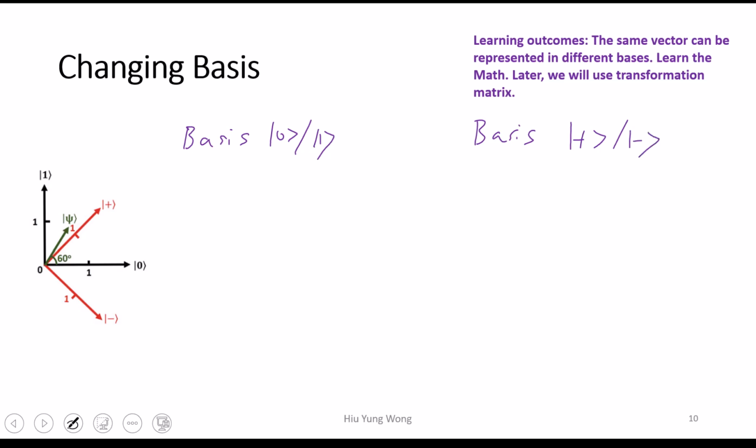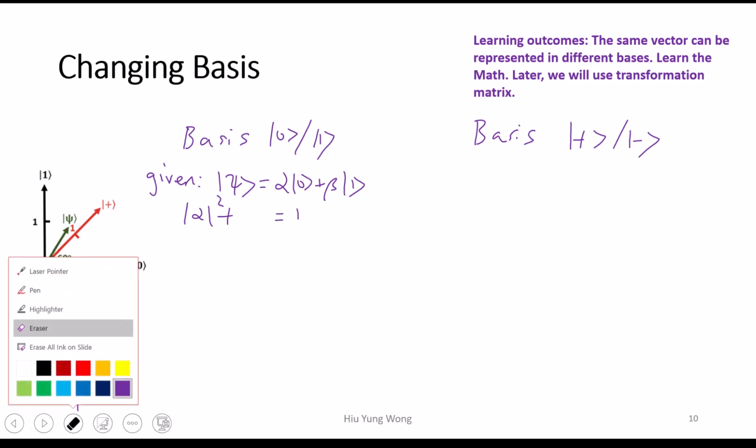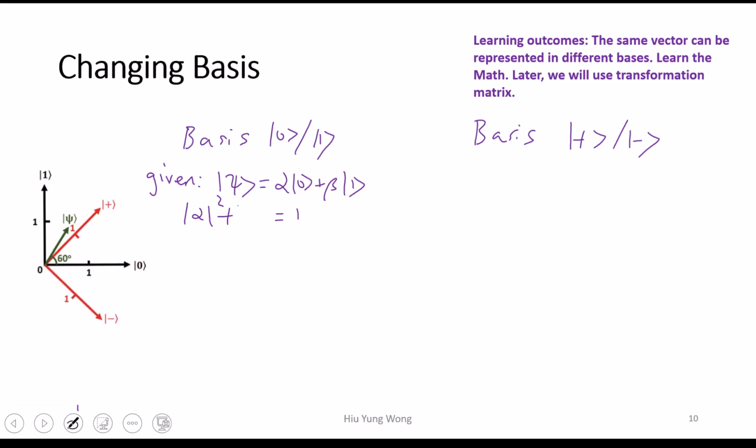Okay? Now, you give me a vector. You say, okay, I have a vector psi equals to alpha 0 plus beta 1. Of course, and now I know that alpha square plus beta square equals to 1. Are you okay with this? Why can I say that alpha square plus beta square needs to be 1?